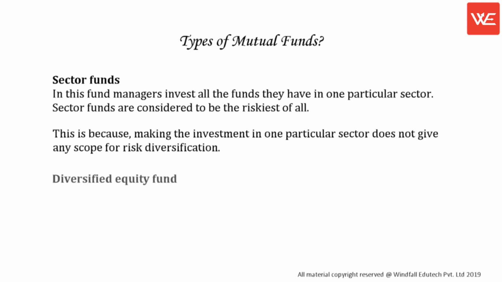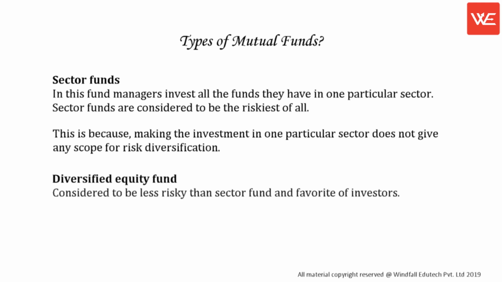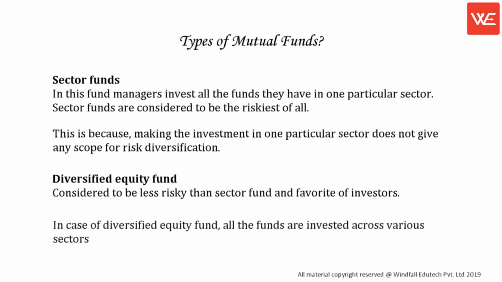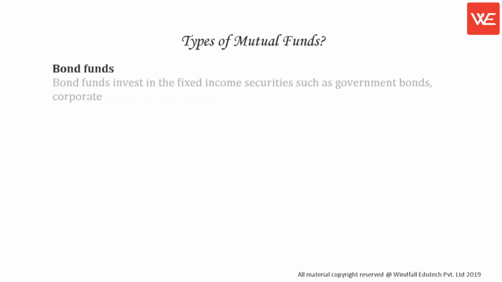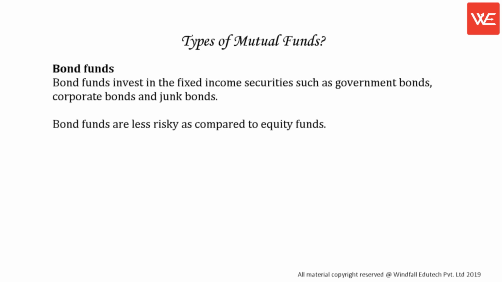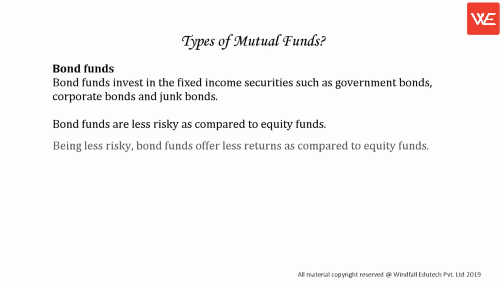Diversified equity fund. Considered to be less risky than sector fund and favorite of investors. In case of diversified equity fund, all the funds are invested across various sectors and thus help in negating the risk that exists in sector funds. Bond funds. Bond funds invest in the fixed income securities such as government bonds, corporate bonds and junk bonds. Bond funds are less risky as compared to equity funds. Being less risky, bond funds offer less returns as compared to equity funds.